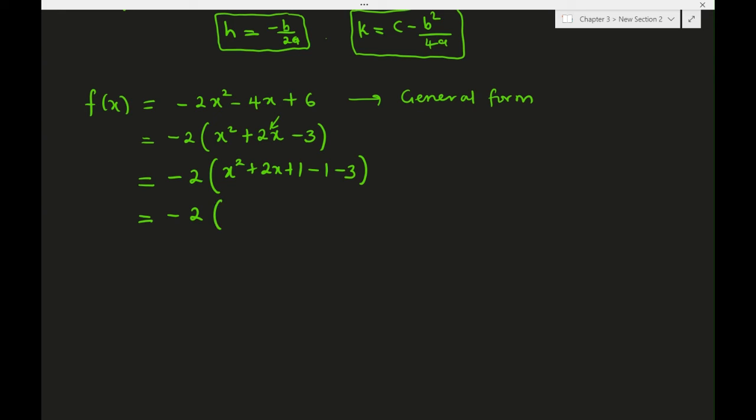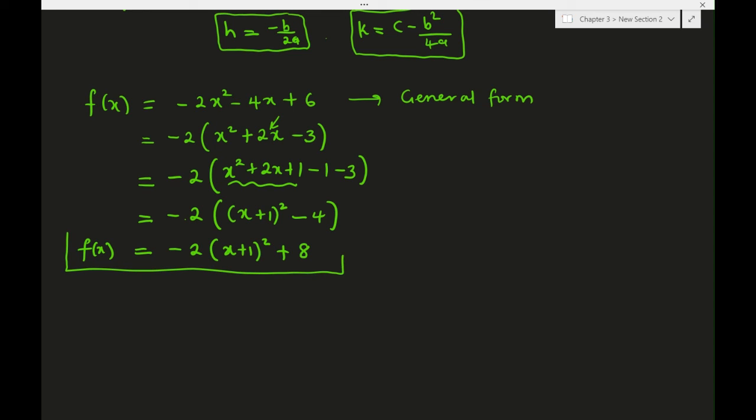So this is minus 2. And here, this will give us x plus 1 all squared. And then we have minus 4. So this will give us minus 2 times x plus 1 squared. If you take the minus 2 inside, this becomes plus 8. So we have f of x equals this one. This is the standard form.